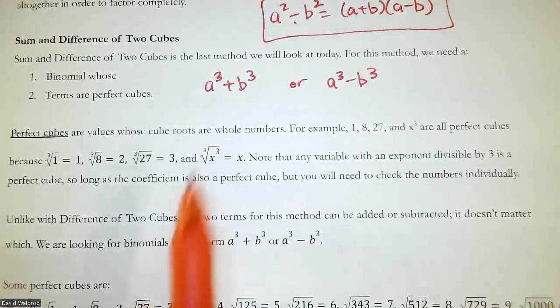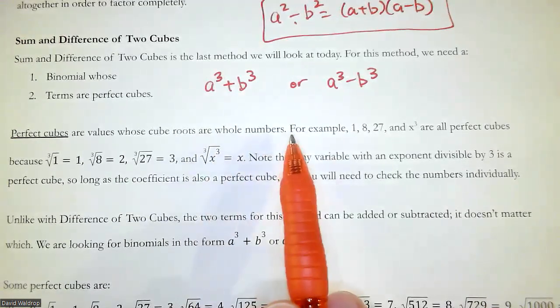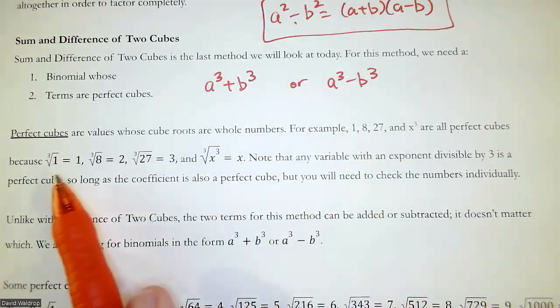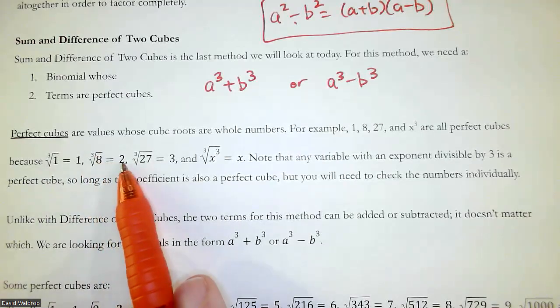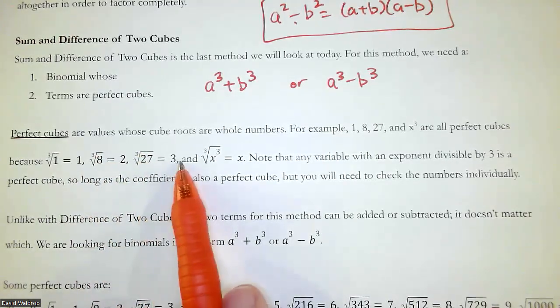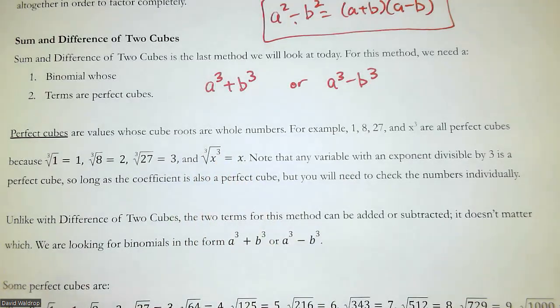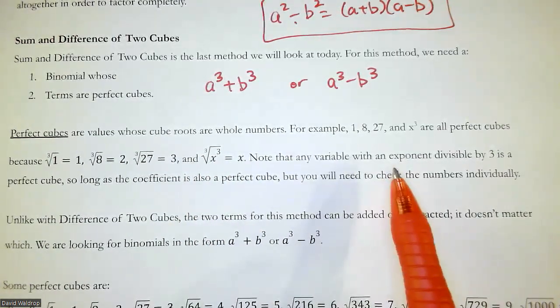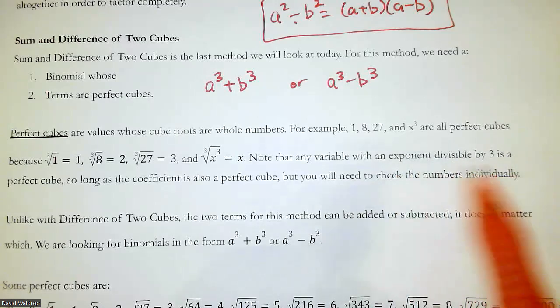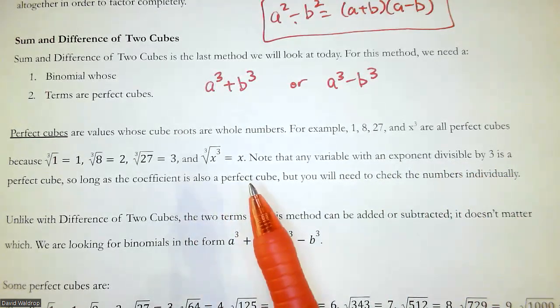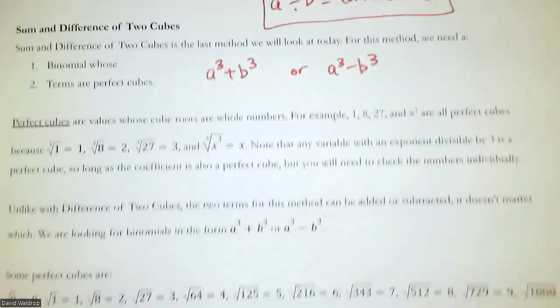So perfect cubes are things that you can take the cube root of. So the cube root of 1 is 1. The cube root of 8 is 2. The cube root of 27 is 3. And the cube root of x cubed is x. Okay. Note, any variable with an exponent divisible by 3 is a perfect cube. So as long as the coefficient is a perfect cube, you can do it. All right.